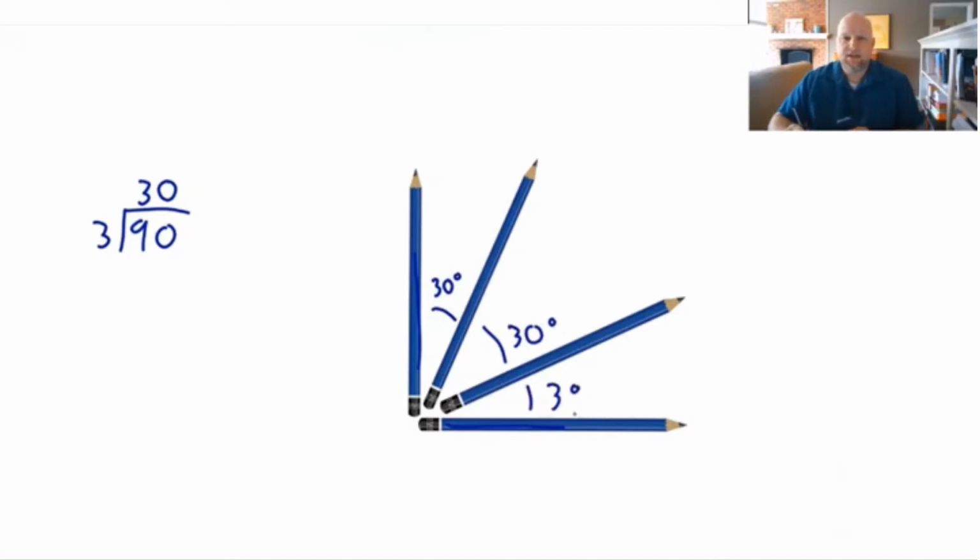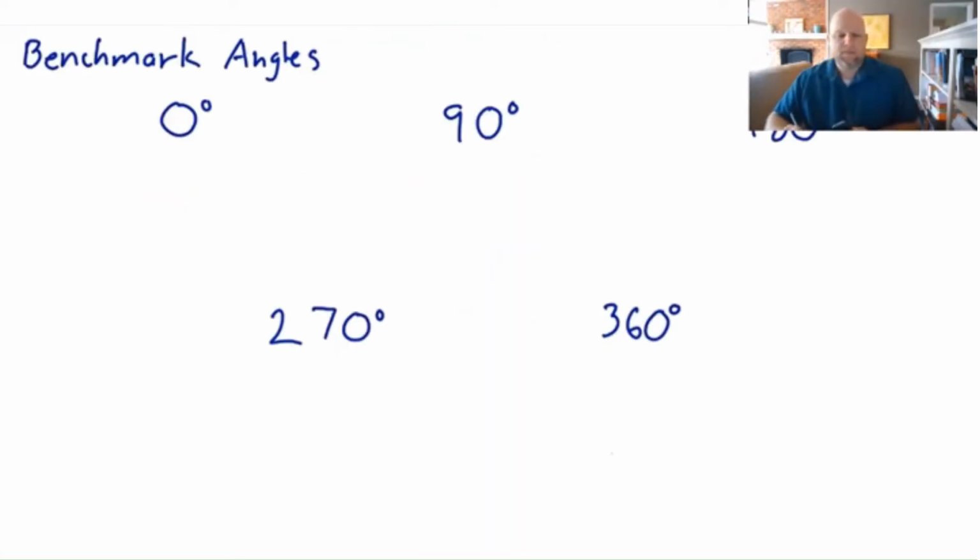Now to look at some more benchmark angles, first we'll look at 0 degrees. 0 degrees is a benchmark angle, and it's drawn like this. The vertex here, and we have one ray going straight out. The other ray is going straight out as well, to the right. Since these two rays are on top of each other, this is a benchmark of 0 degrees. Benchmark angles are angles that are very easy to remember and easy to draw as well.